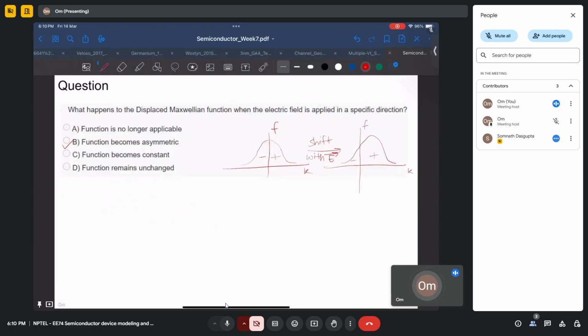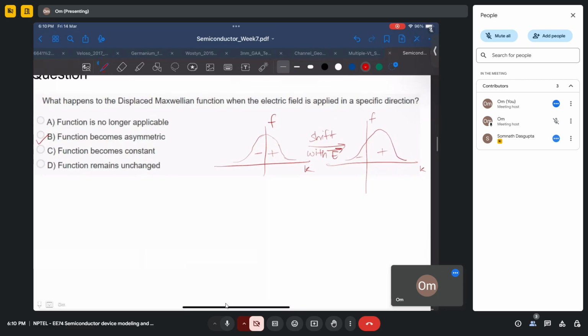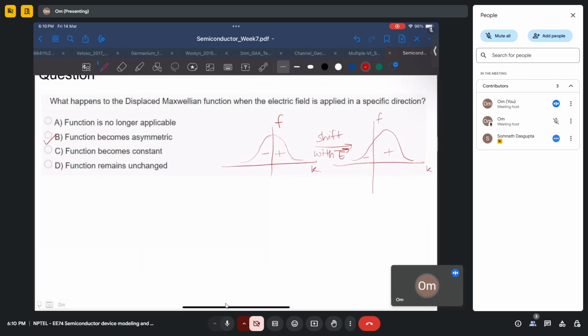I was just explaining, the function becomes asymmetric. So this is the equilibrium condition. And when you have applied some electric field, there will be a shift in the position of the center of the maximum of the distribution function, and it will become asymmetric.